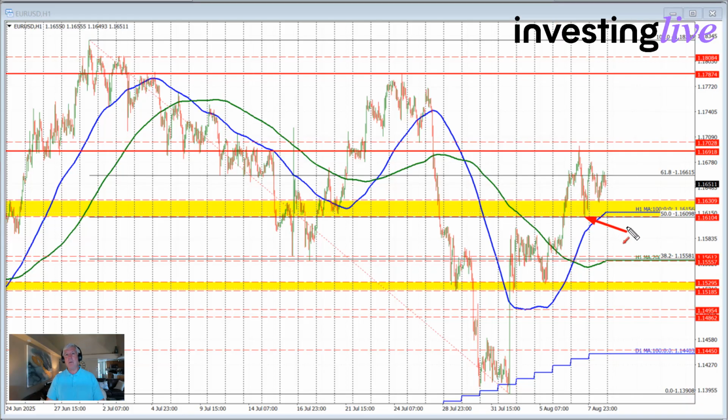If the price were able to get below that level, it would by definition also get below the rising 100-hour moving average. That's the blue line in this chart. And that would tilt the bias more to the downside after the failed break higher.